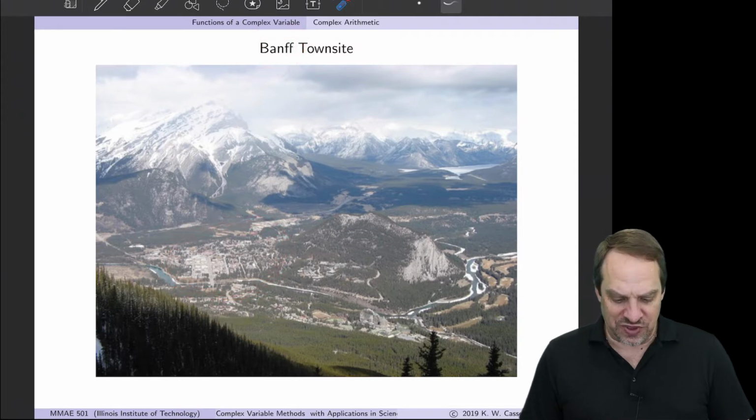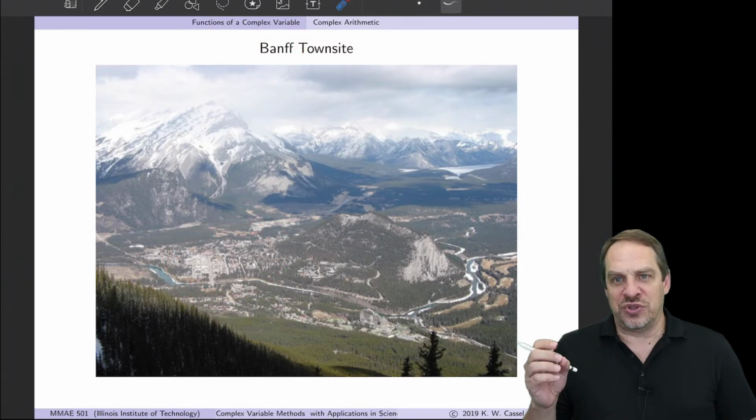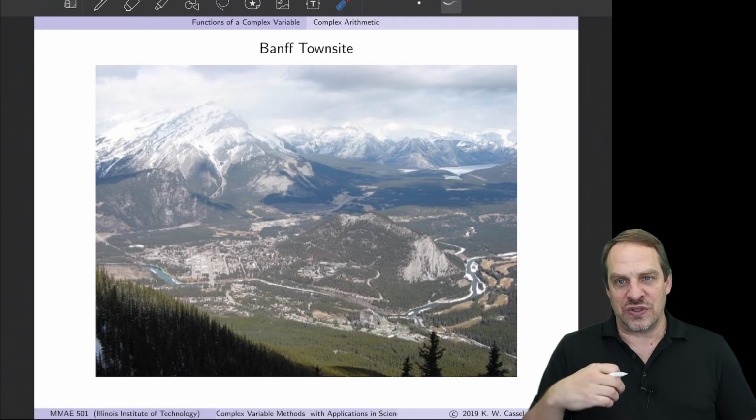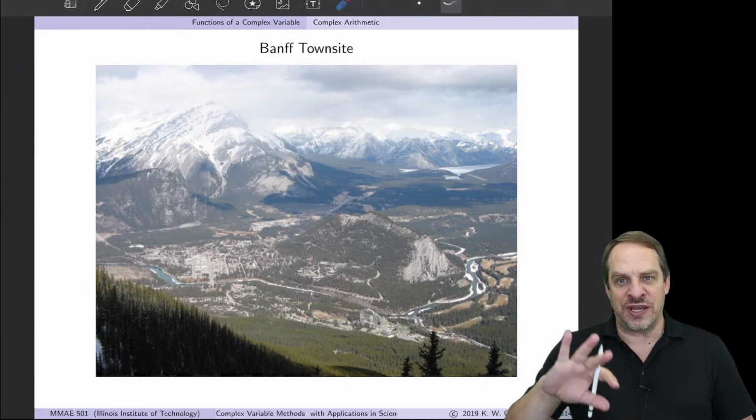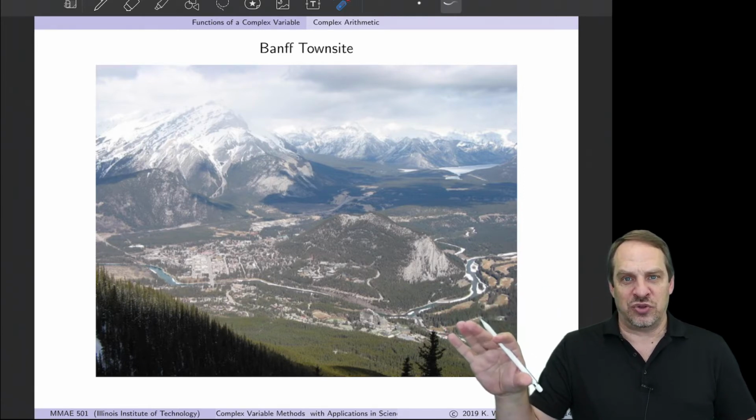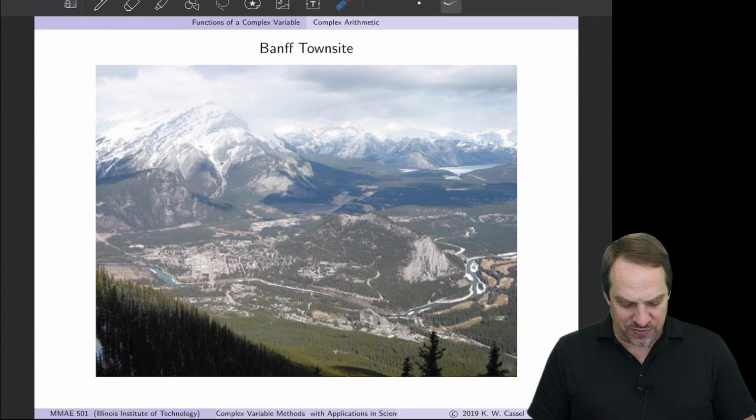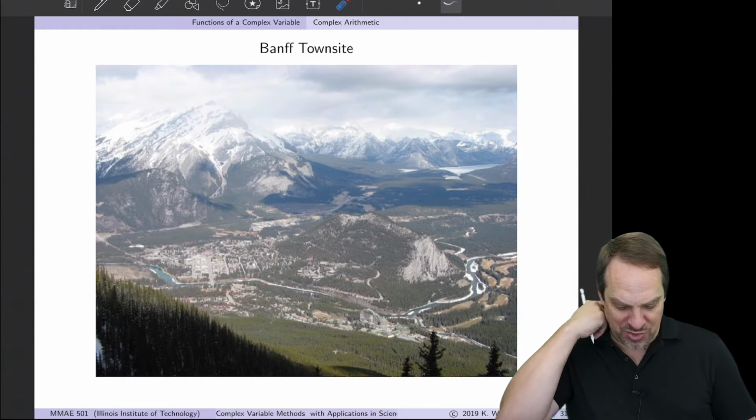So as I mentioned in the last video, this is what's different between national parks in Canada versus in the States. In the States, the towns are always outside the national park, whereas in Canada, they are inside the national park. So this is the town of Banff in Banff National Park.